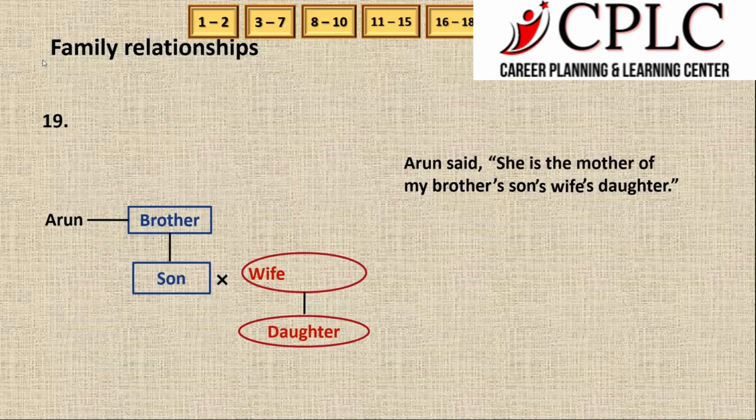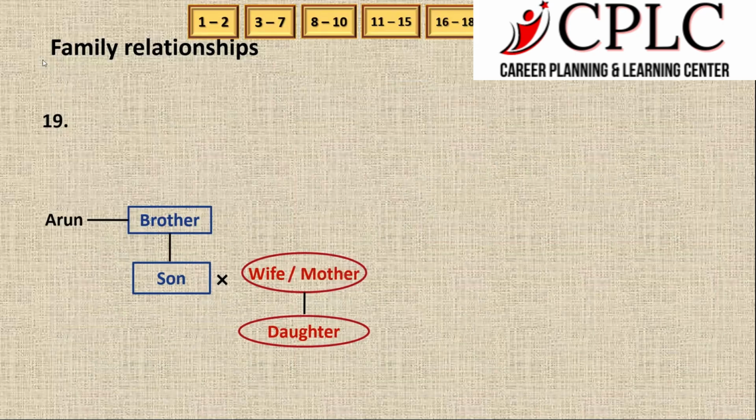Now, she is the mother of my brother's son's wife's daughter. So daughter was the last part. So who is daughter's mother? So daughter's mother is wife. Hence, Arun is referring to wife. Now, it is further said, how is Arun related to that lady's husband? So who is that lady? That lady is daughter's mother, or Arun's brother's son's wife.